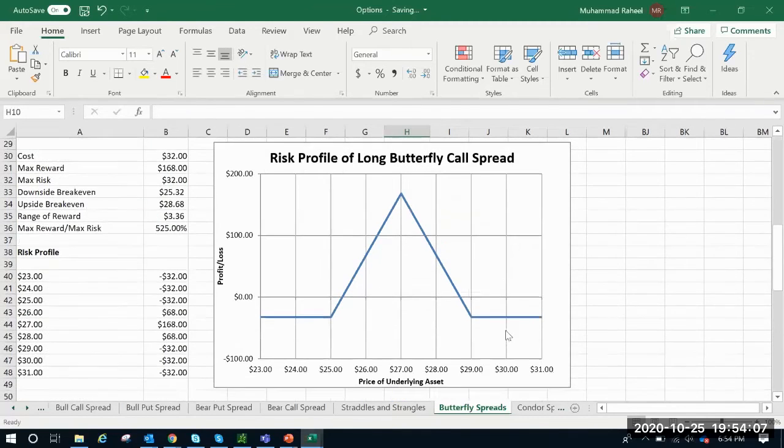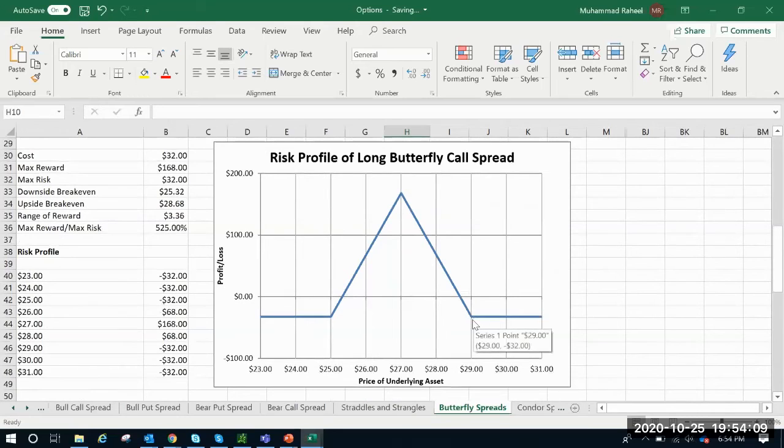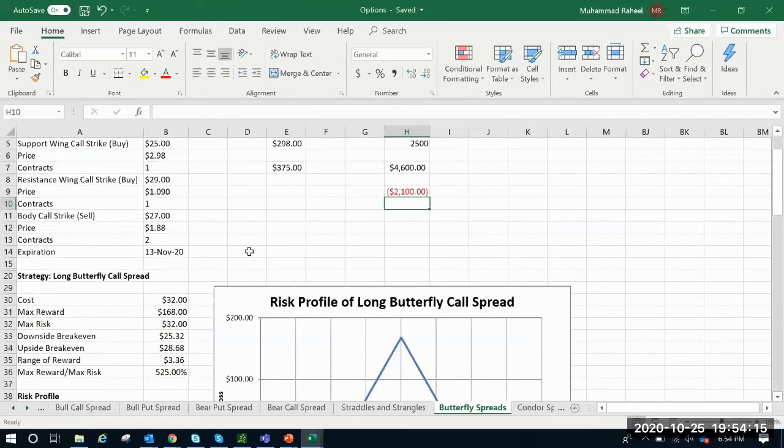So that's why you have to have a resistance call, which will start protecting you after 29. So you don't want to take a loss going up to 50. So after 29, the second call will kick in, right? And that's why you call it the resistance call strike.